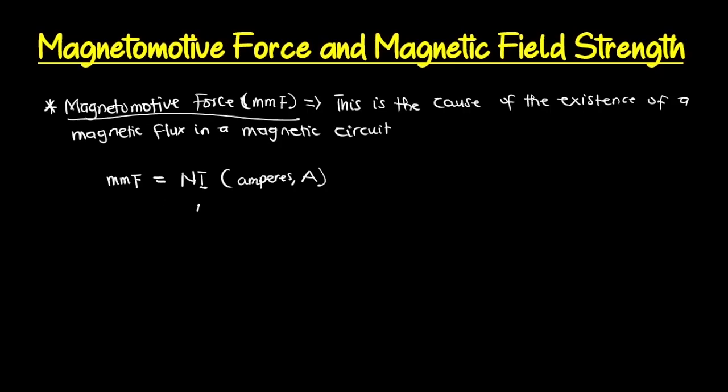Now what do we mean by N? N is the number of conductors or turns, and I is the current in amperes. Because the N, which is the number of conductors or turns, doesn't have a unit, magnetomotive force also has the same unit as the current passing through the particular conductor.